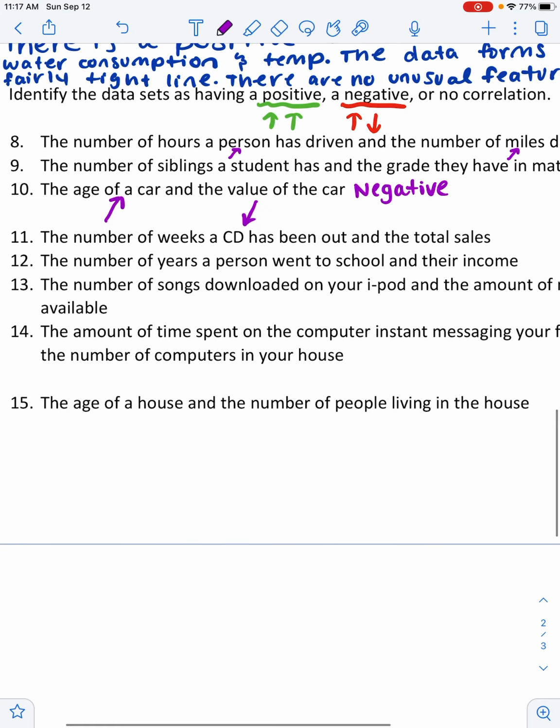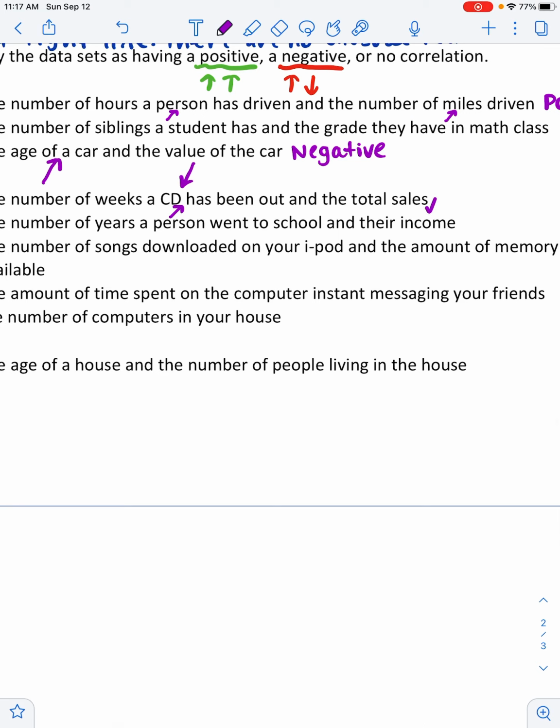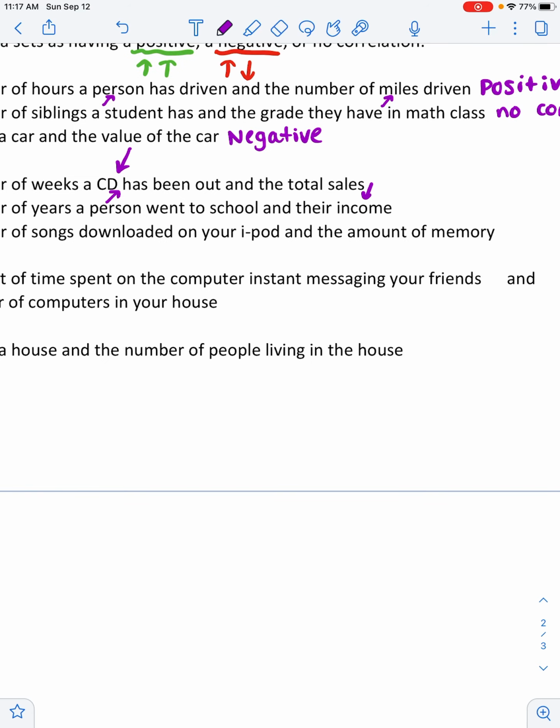All right, number 11, the number of weeks a CD has been out and the total sales. As the CD is released and the number of weeks passes by, as time goes on, I would think the total number of sales for that CD would go down. Probably as soon as it's released, a lot of people buy it. And then as time goes on, people probably already have it, so not very many people are buying it, so the sales would decrease. Again, this is a negative relationship because as one goes up, the other goes down.